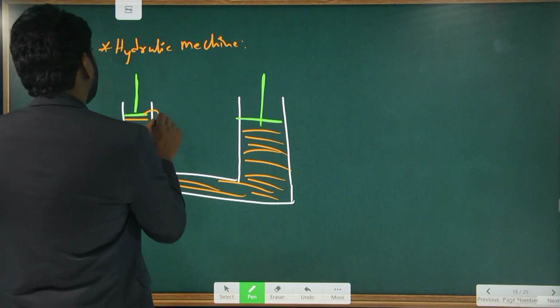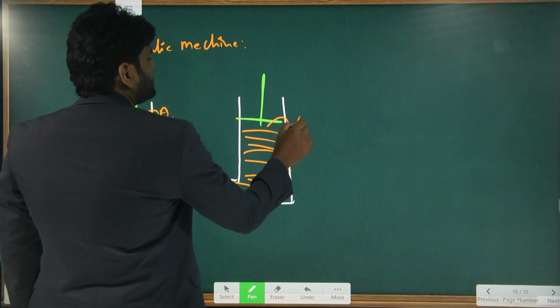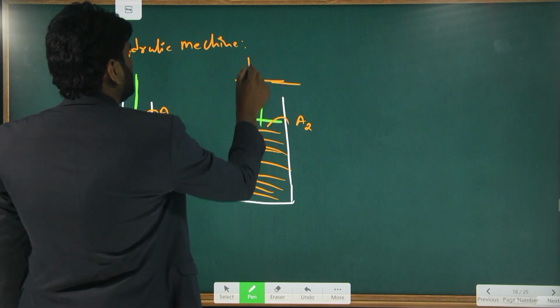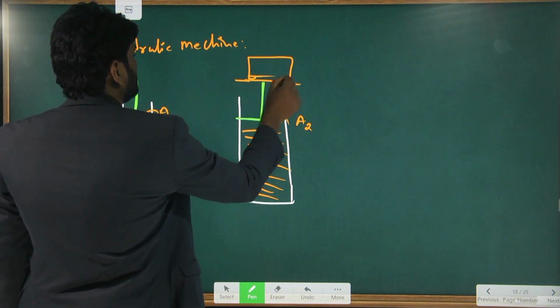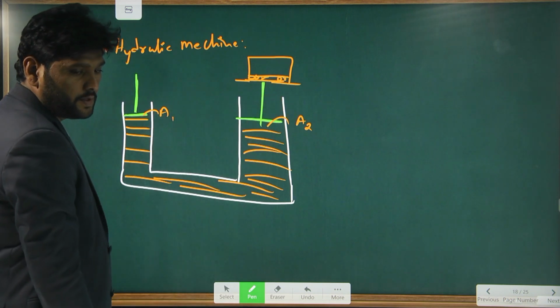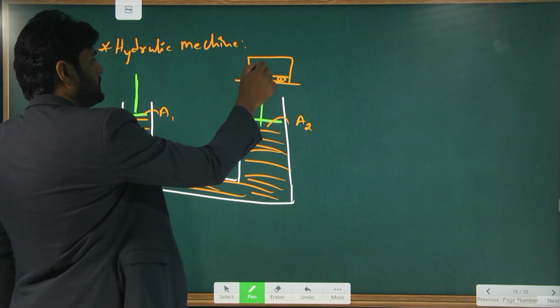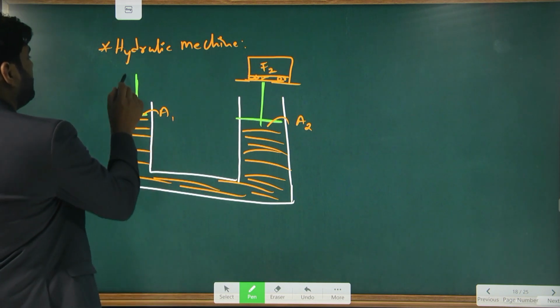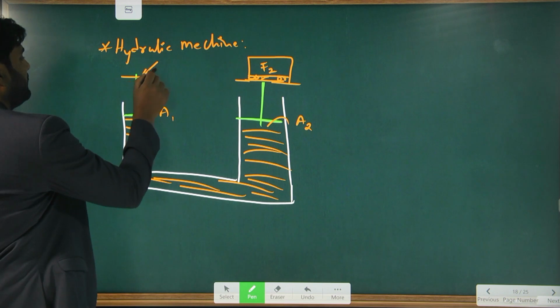Now here the area is A1, here the area is A2. Now here you keep the loads. Now the load applies some force. Let us take this as F2, and here you apply some force F1.